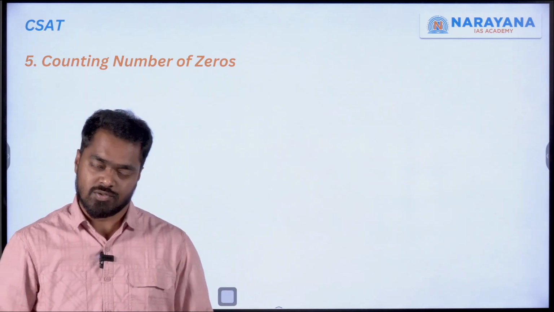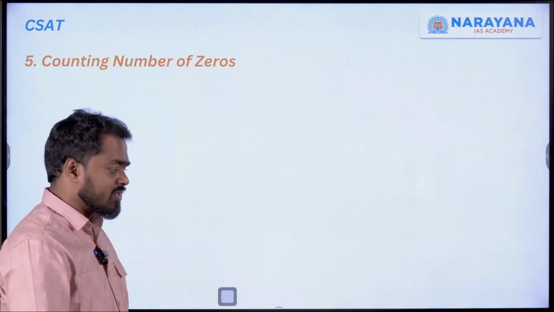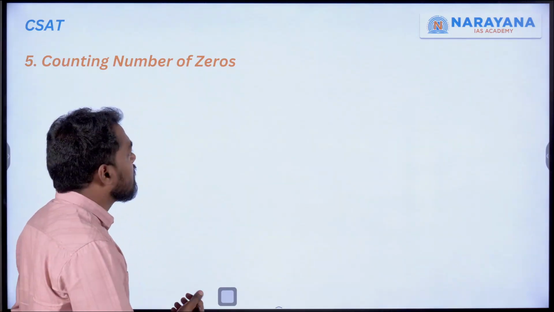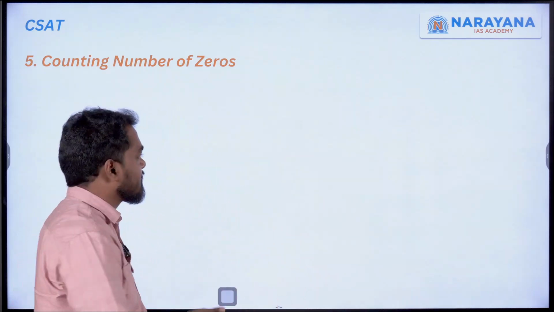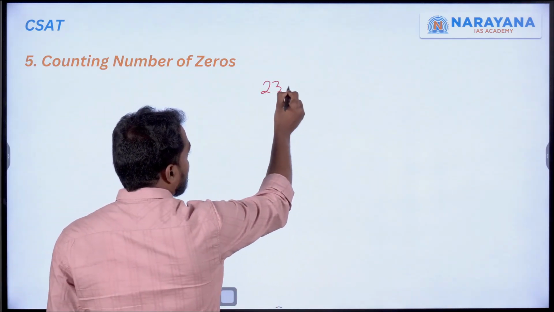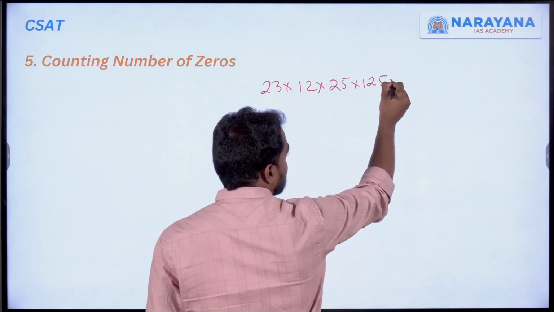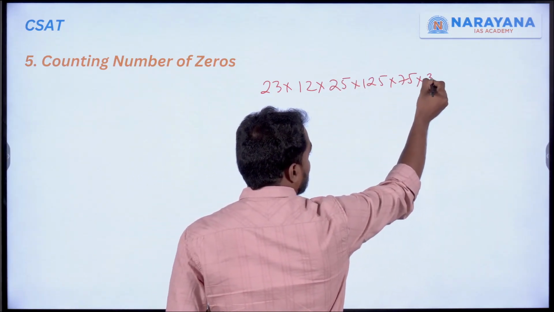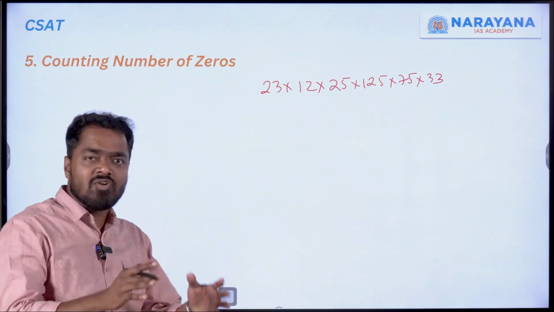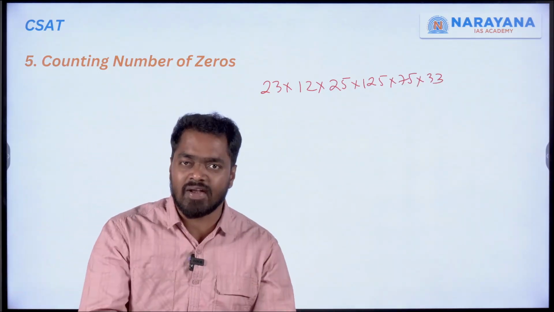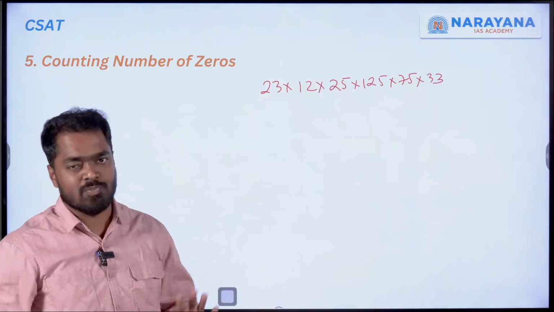Now the next subtopic is counting the number of zeros. This is also one important topic from which questions do come in the examination. The questions will be asked like, please find the number of zeros at the end of a particular product. For example, 23 into 12 into 25 into 125 into 75 into 33. So they will give you a product like this. You have to find the number of zeros at the end of this product.